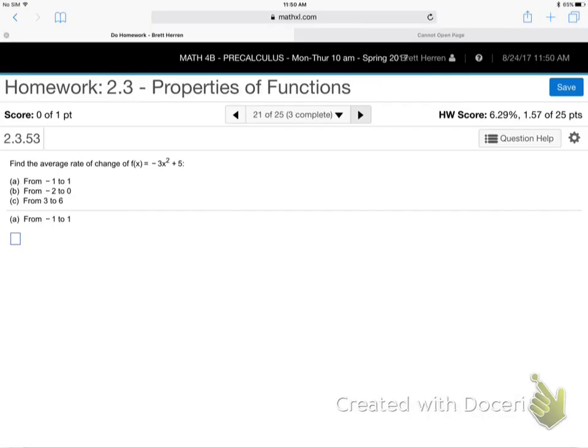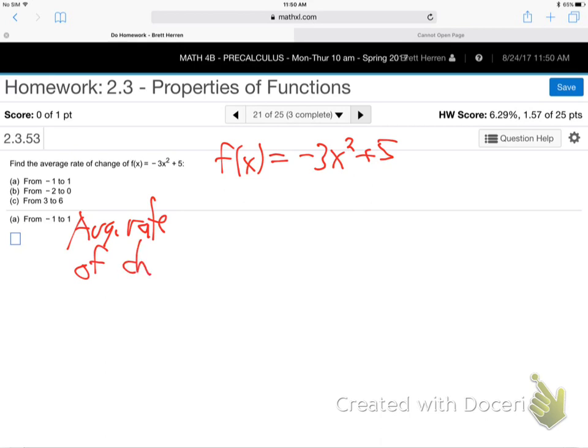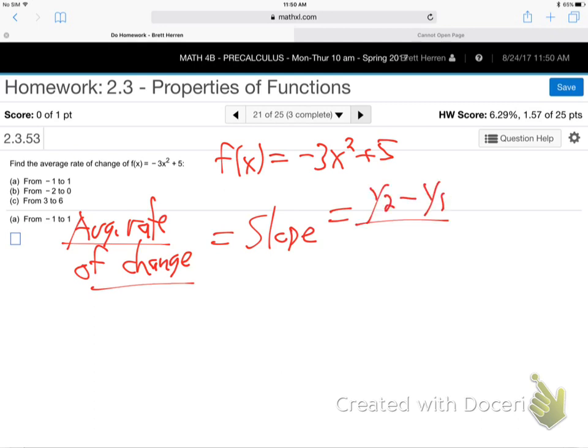So 21. So f of x equals minus 3x squared plus 5. They're going to ask you a few questions. Average rate of change. They're getting you ready for calculus. Rate of change is something you do in calculus all the time. It's a fancy way to say slope. Average rate of change is slope. Remember the slope function formula? y2 minus y1 over x2 minus x1. Remember that?